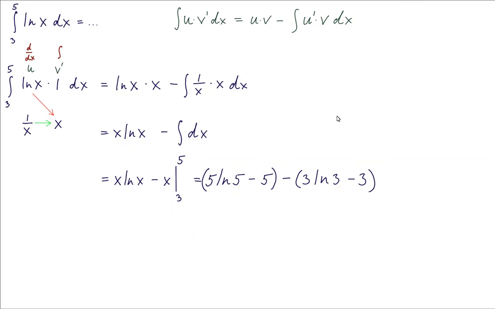Okay, now we're done. Well, we can simplify this algebraically a little bit to get the final answer. And the final answer will be 5 ln 5 minus 3 ln 3 minus 5 plus 3. So that's the final answer for the given problem. That was an unsolvable integral, but we were able to evaluate this definite integral using the integration by parts method.